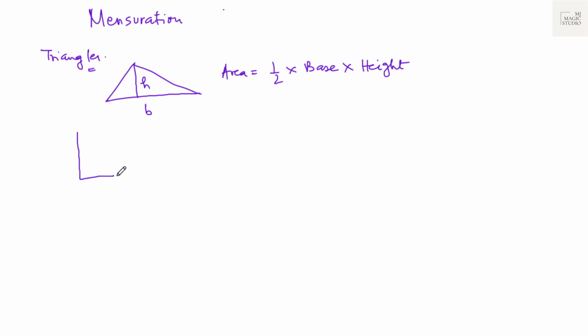Suppose the triangle is a right angle triangle. A right angle triangle is a triangle where one of the angles is a right angle or 90 degrees. Then the sides containing 90 degrees are called perpendicular and base, and the third side is the hypotenuse. Then in case of a right angle triangle, the area is again half into P into B.